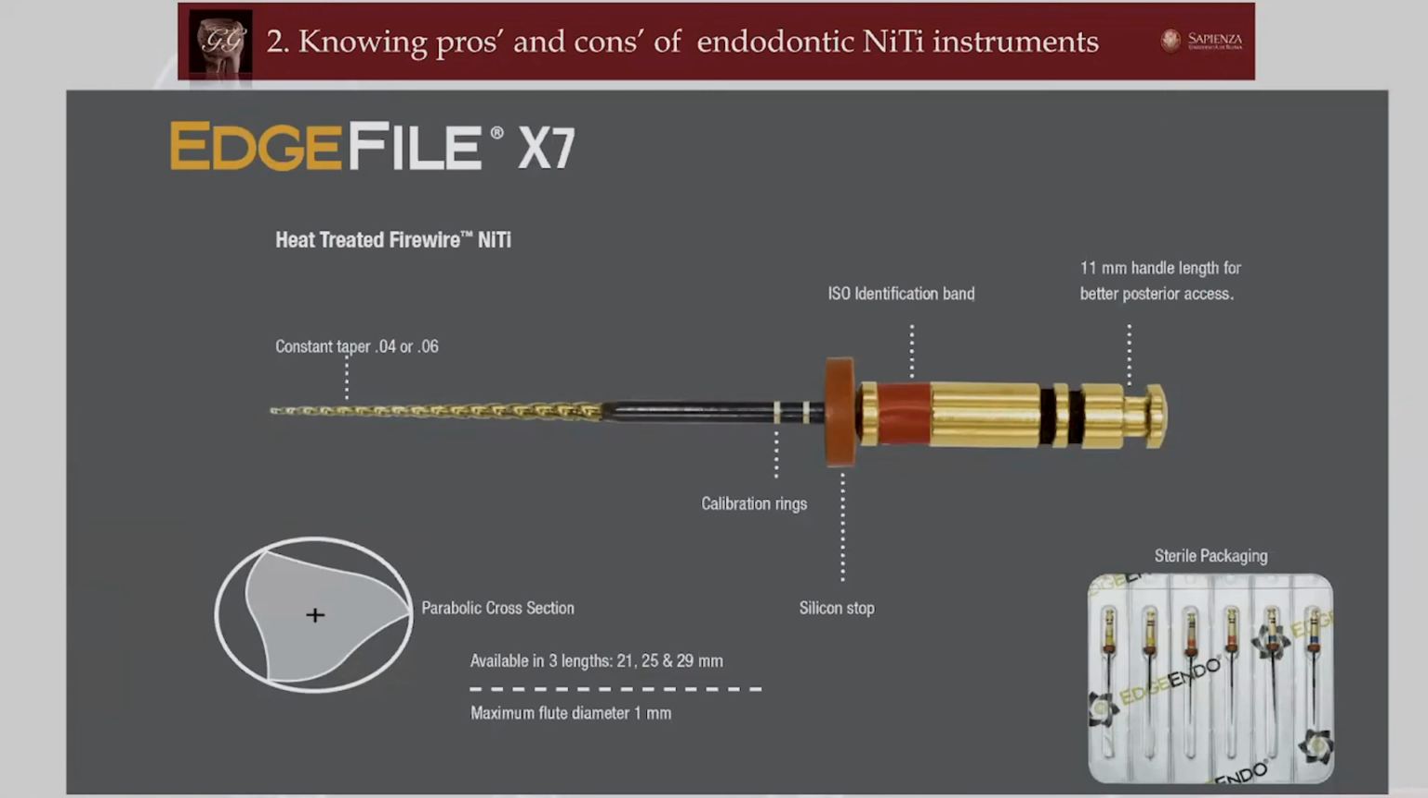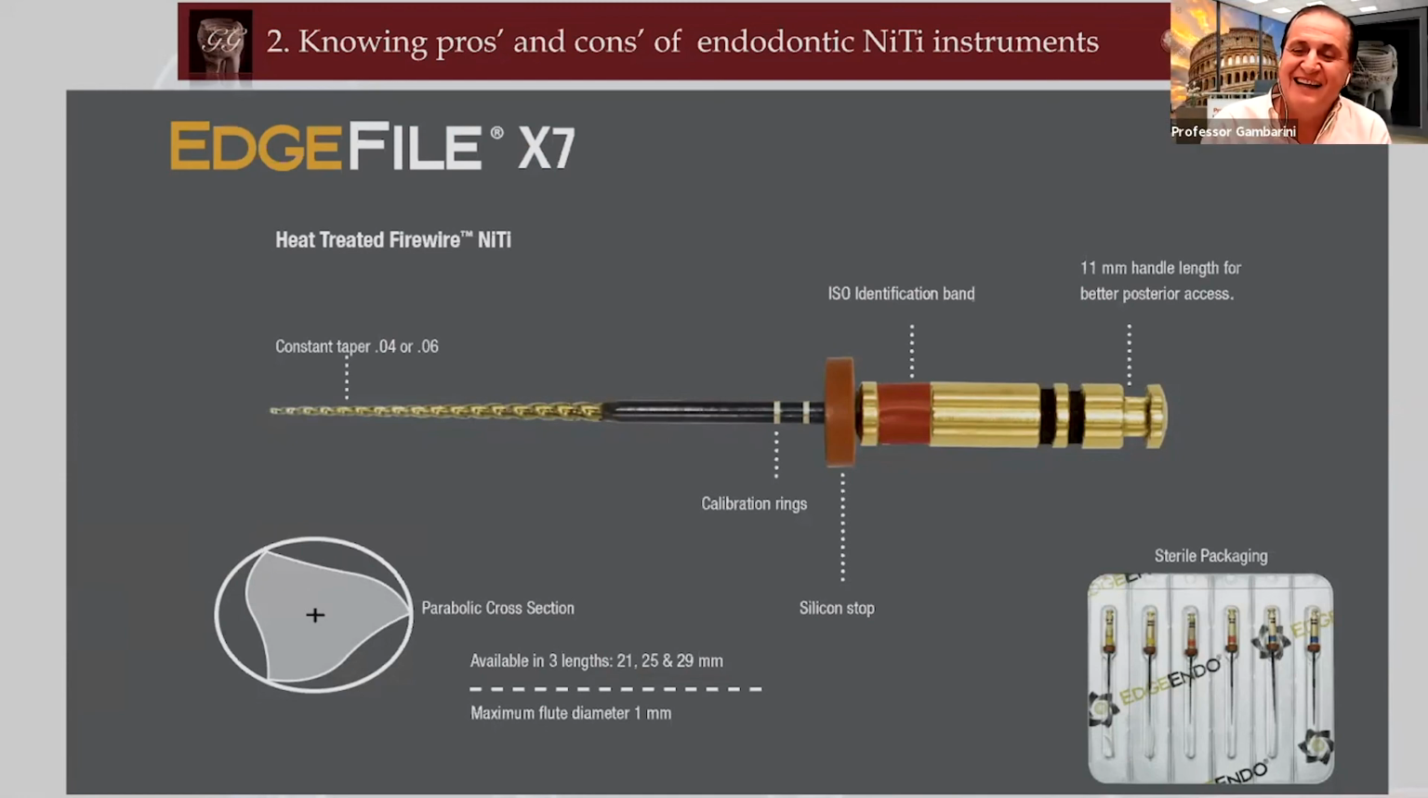Great, thank you. Let's see. Can you use the apex locator with X7 files? Yes, of course. This is normal NiTi. The only thing is that it's thermally treated NiTi, but the material is NiTi. So any NiTi works with the apex locator, which is already well established, and they will work nicely with X7. Actually, I'm using this cordless motor with an integrated apex locator.